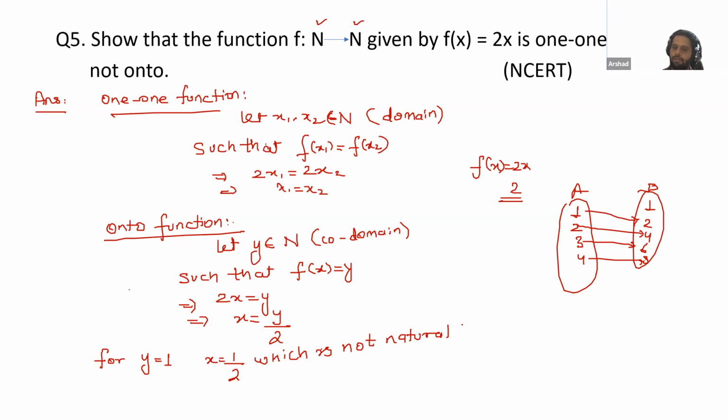So the same thing I am writing here. For y is equal to 1, x is equal to 1 by 2, which is not a natural number. Hence the given function is not onto. Okay, so all of you, please raise your hand if this is clear.